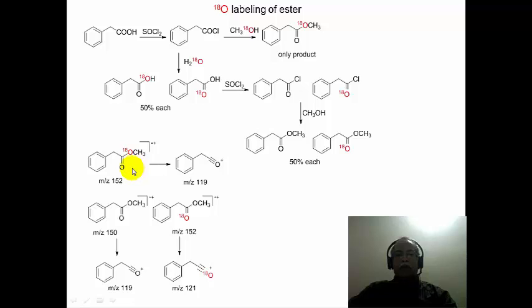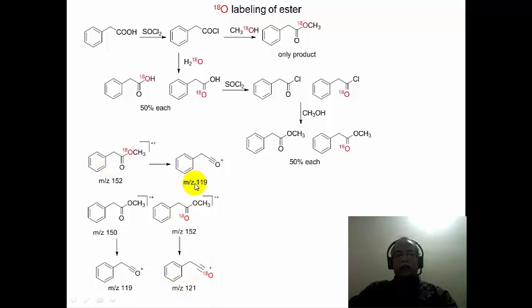The most prominent fragmentation of this particular molecule would correspond to the loss of methoxy radical to give an oxonium ion or the acyl cation of this type with the m/z value of 119, with the loss of the oxygen 18 isotope of the molecule during the fragmentation process. On the other hand, if a mixture of these two esters is present in the system, in other words, if the reaction has proceeded in this manner and the labeling has been left in the carbonyl oxygen compound, then the fragmentation pattern will have both 119 as well as 121.